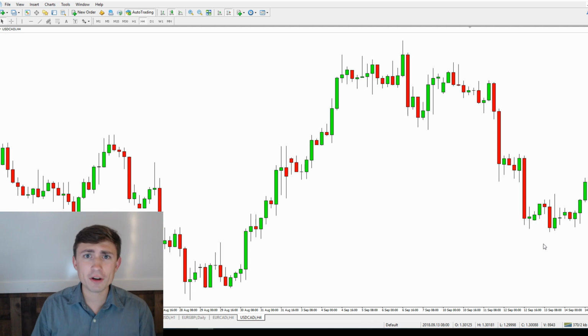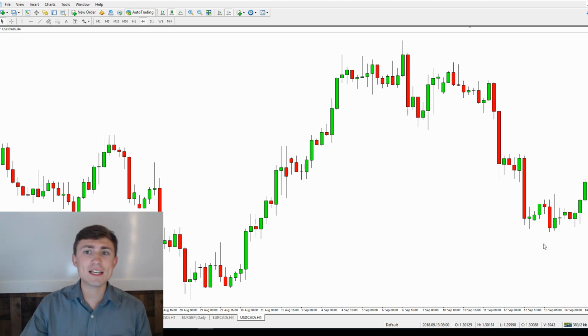Now, it's not going to work every single time. Of course, there's no guaranteed way to spot what's going on with the market or when it's going to reverse perfectly, but we can look for high probability setups that can give us a good chance of being on the right side of the trade if we manage our risk properly. And that's exactly what we're going to be doing. We're going to jump into the chart here.